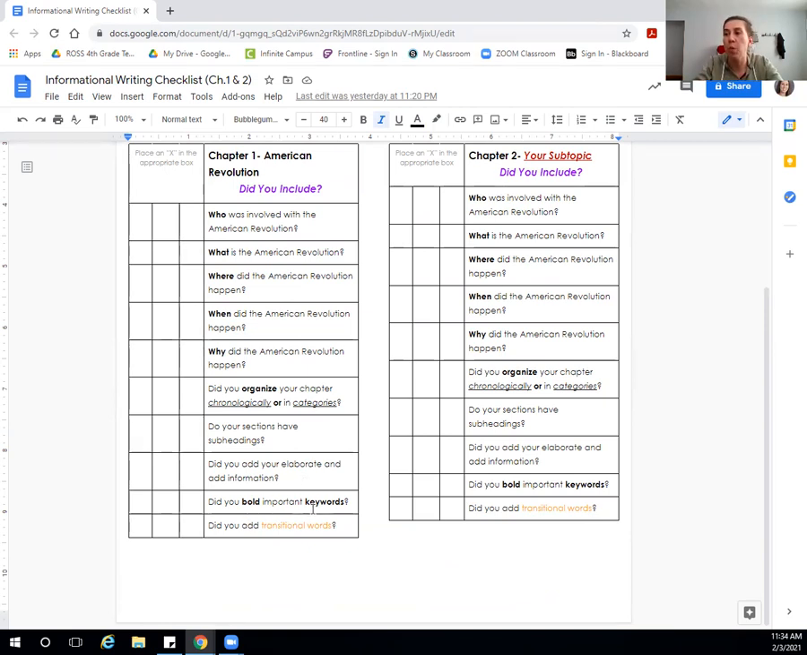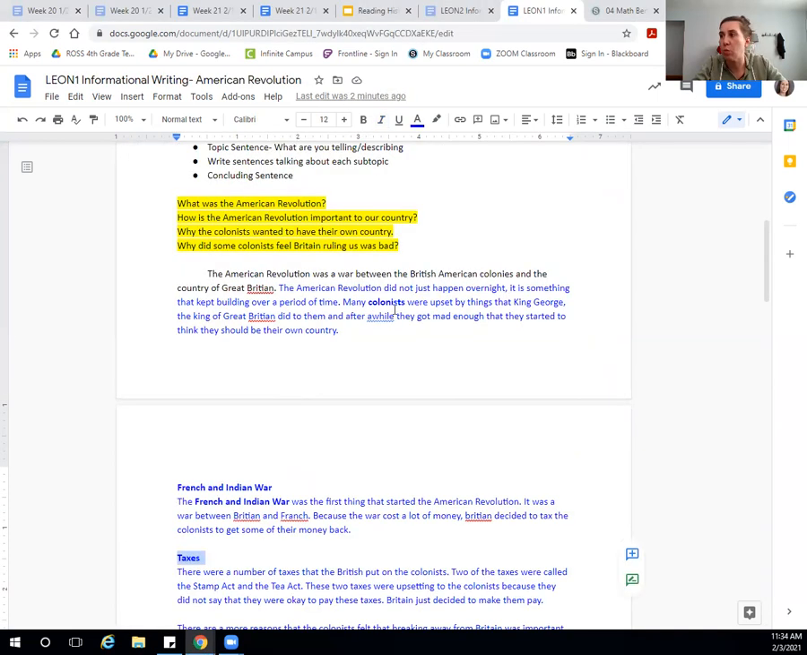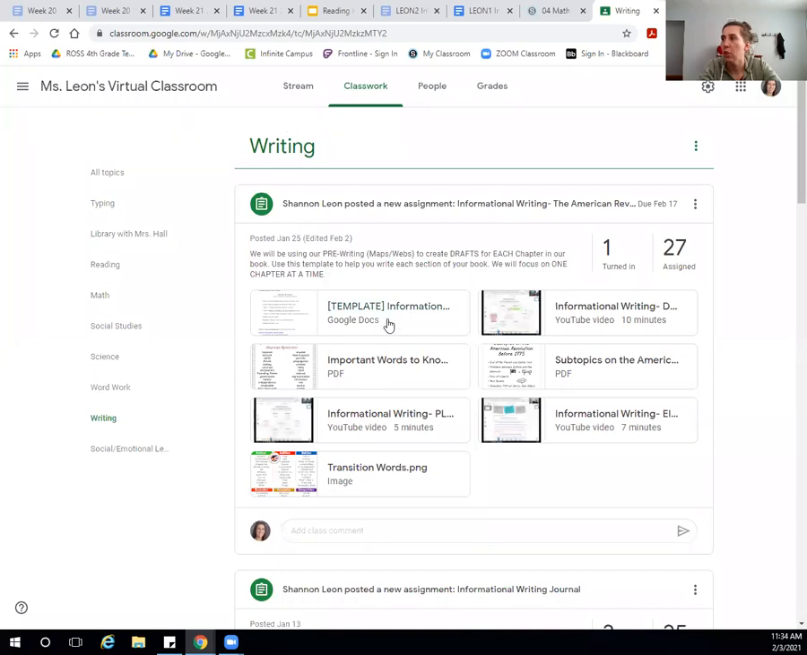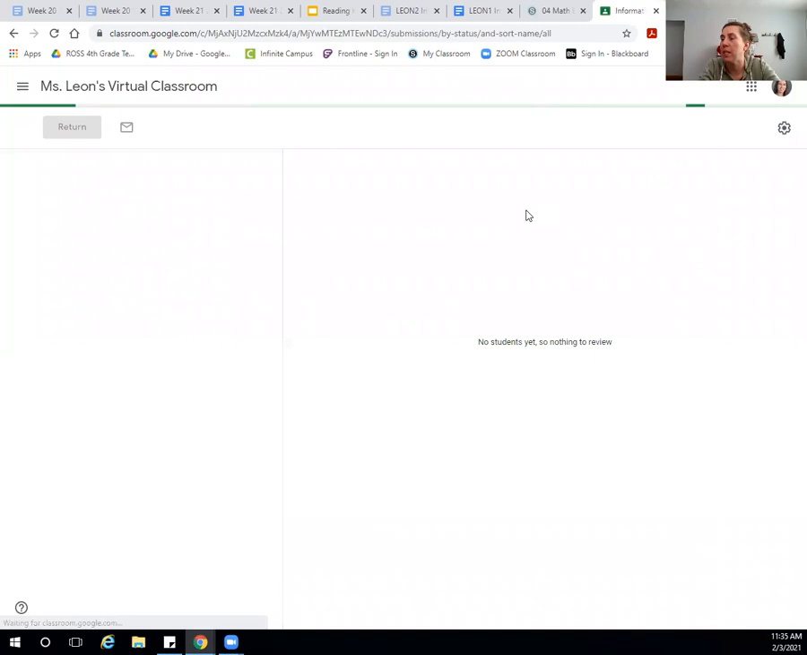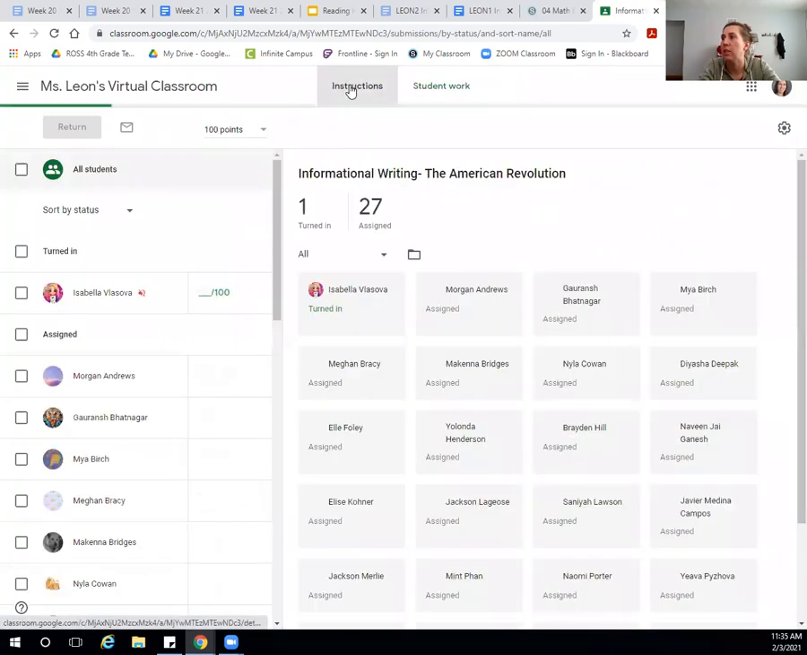The next thing is, did you bold important keywords? As I'm looking, I just reread and I know that colonists is an important word. That is an important word to this. How do I know that? I'm going to go back into my Google Classroom assignment for this, and I'm going to find a document, and I'm going to show you where that document is, the list of those important words. In my Google Classroom, I found my assignment. I clicked on it, the informational writing piece, and it has all of these attachments.